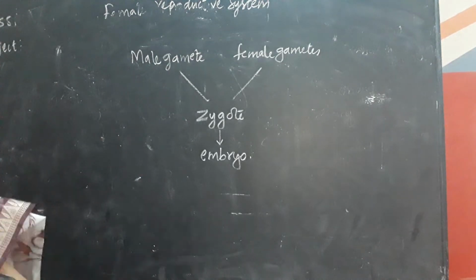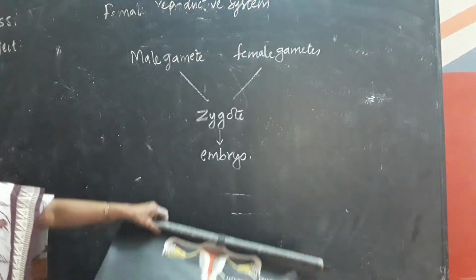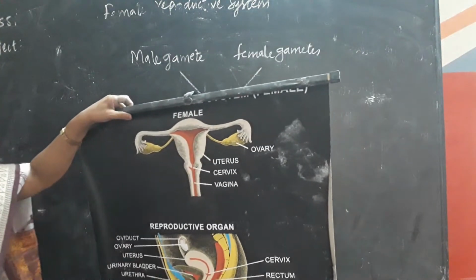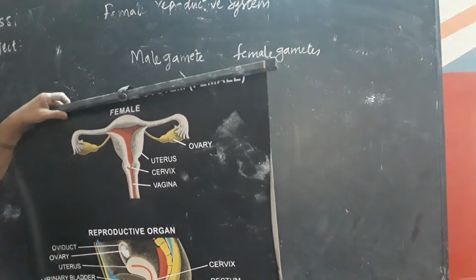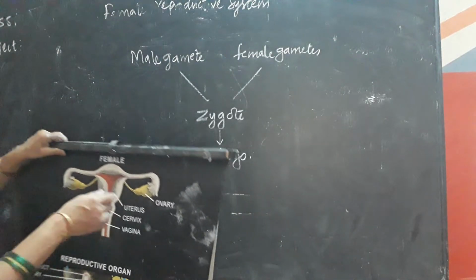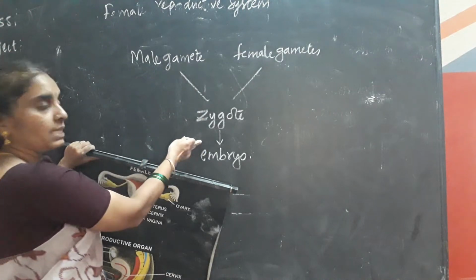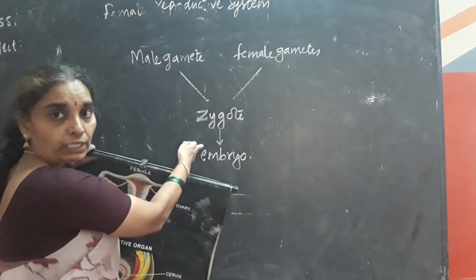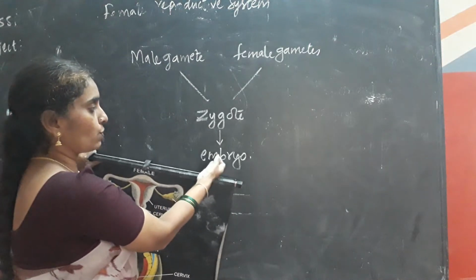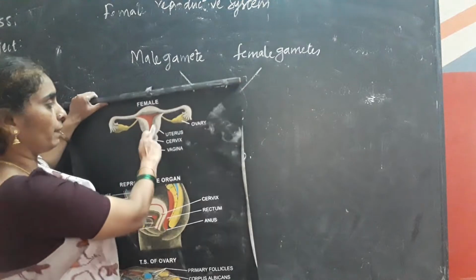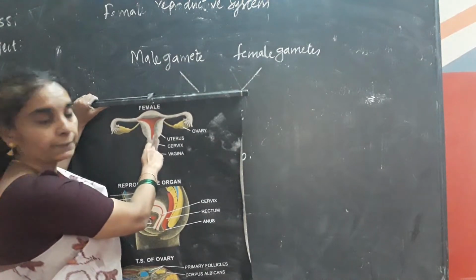So where does it develop, children? The embryo develops inside the uterus. It gets embedded in the wall of the uterus for further development. The zygote, after repeated divisions, forms different groups of cells and tissues and develops into the embryo, and further development of the embryo takes place inside the uterus.